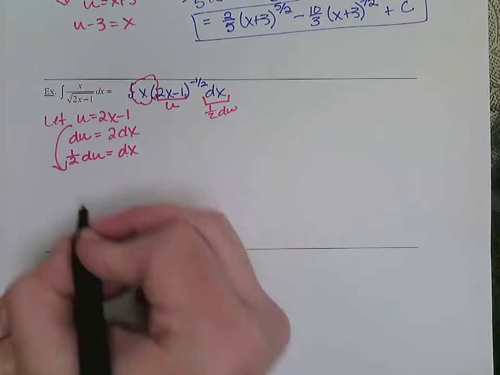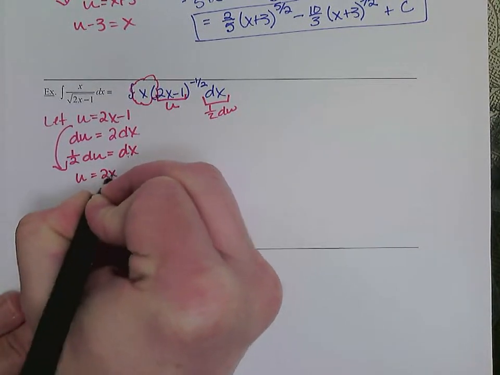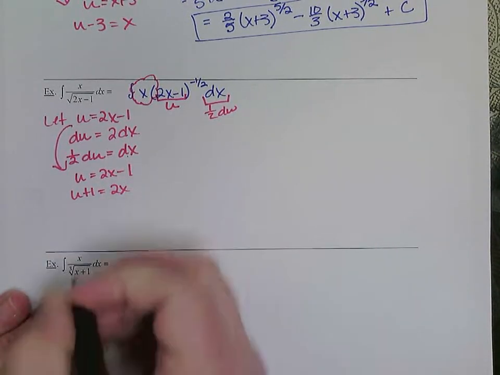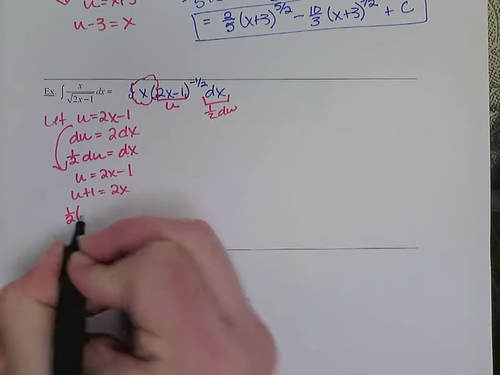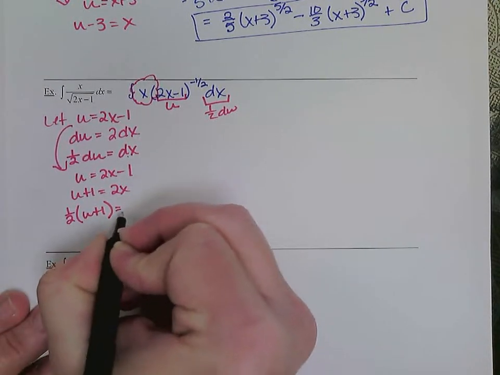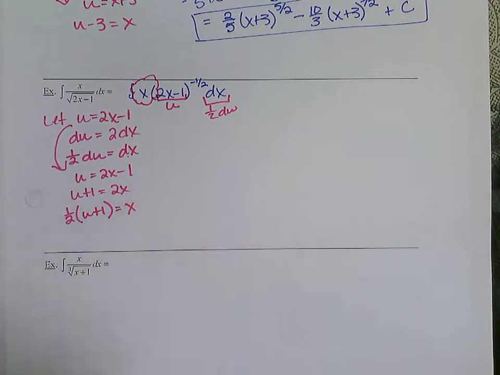So if u equals 2x minus 1, then u plus 1 equals 2x. So 1/2, or divide by 2. I like to do 1/2 because if I write it as 1/2, we typically recognize it as a constant multiple that we can pull out of the integral. If I put divide by 2, a lot of times you don't catch that. So that's why I try to write it that way.